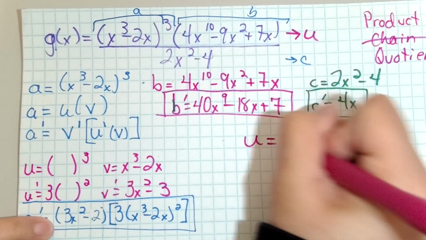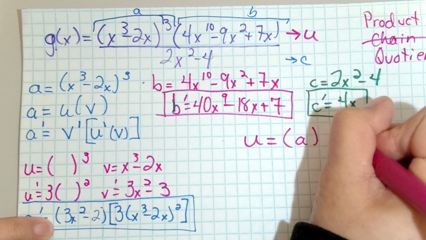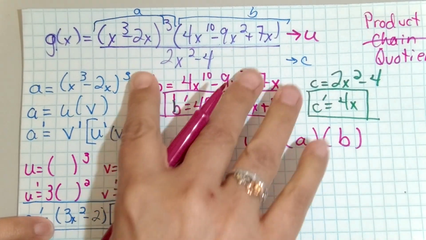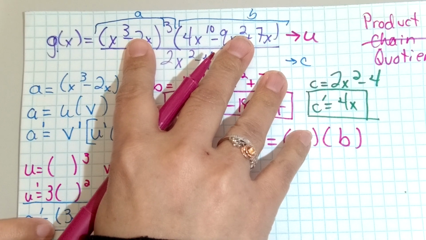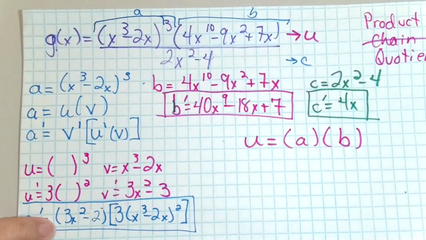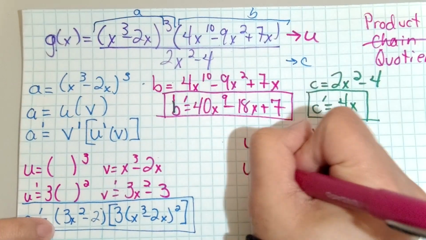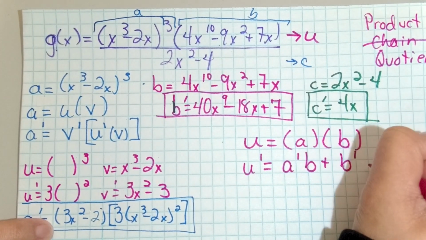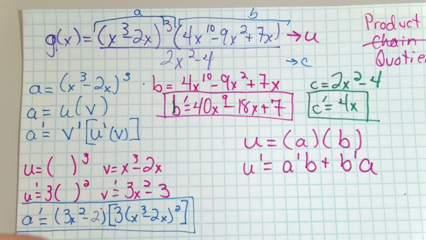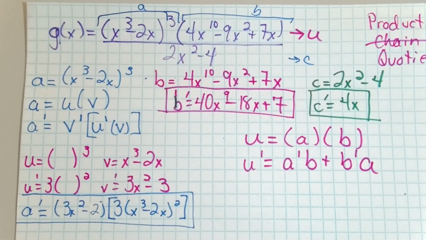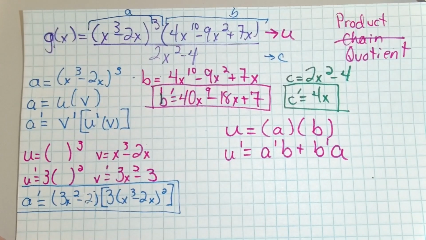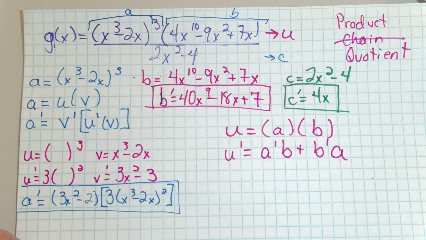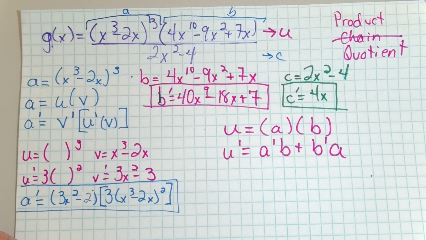So u is a times b, right? We're labeling these a and b. Do we agree? So then u prime will be a prime b plus b prime a. I'm just changing u and v here instead of in the middle of my problem. I guess this is the middle of my problem, but again, this is another way to organize your work.